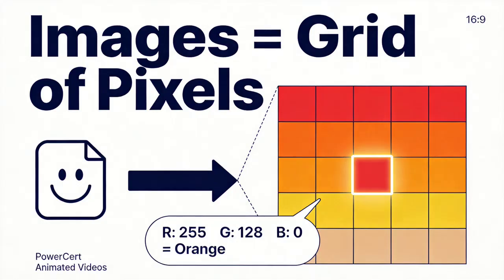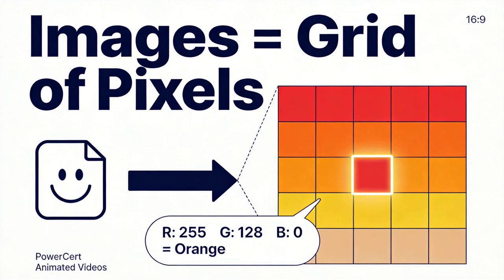Now let's talk about images. When your camera takes a photo, what's actually being stored? Well, an image is made up of millions of tiny squares called pixels, short for picture elements. Each pixel represents one tiny dot of color, and every pixel's color is described using 3 numbers: the amount of red, the amount of green, and the amount of blue. This is called RGB. Each channel goes from 0 to 255, giving you 256 levels of each color. Put them together and you can make over 16 million different colors.